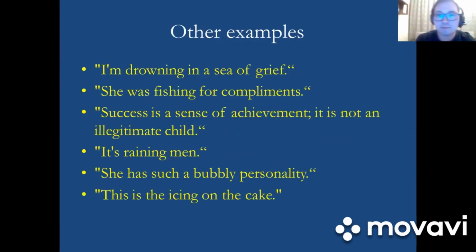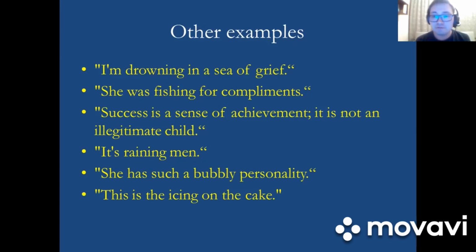Let's look at some other examples. I'm drowning in a sea of grief. So grief is compared to a sea in which you can drown. That means to be overwhelmed by grief. Then, she was fishing for compliments. That means she was trying to get compliments by using some tricks. That's what you do when you fish. You want to catch fish by using some special devices, some special tricks.